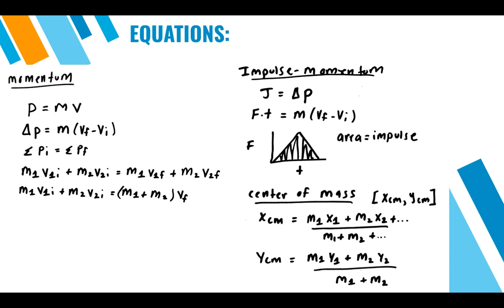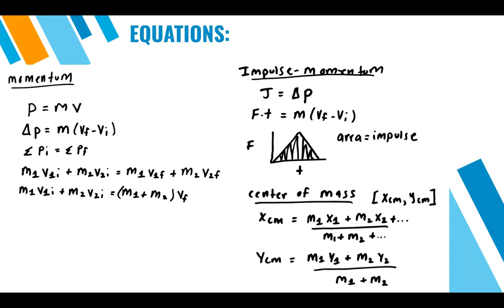If the force is not constant, we are given a force versus time graph. Given a force versus time graph, to find the impulse or the change in momentum, because they're equal to each other, we take the area underneath the force versus time graph to find the impulse.